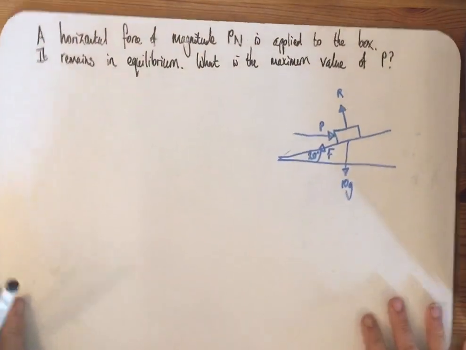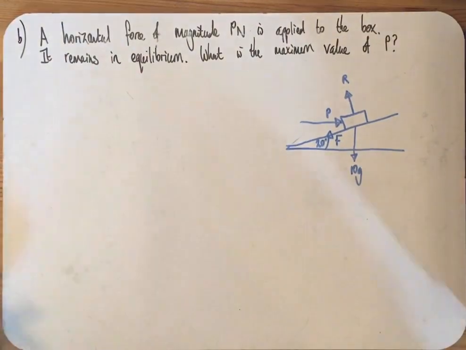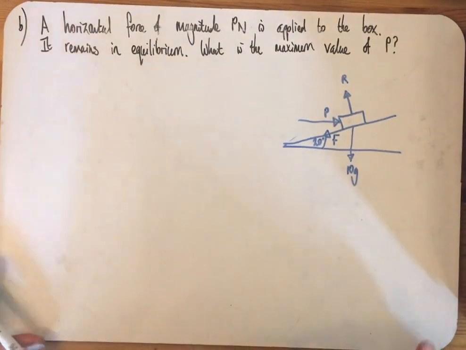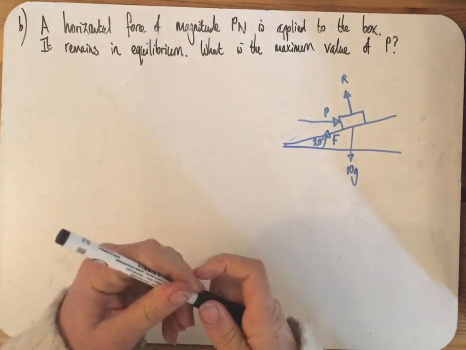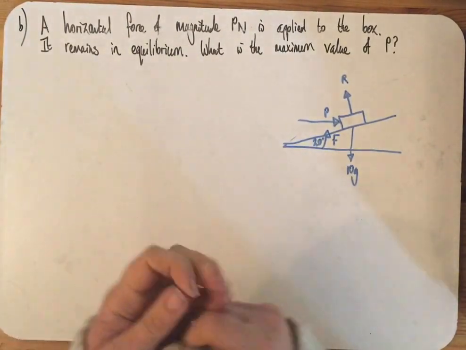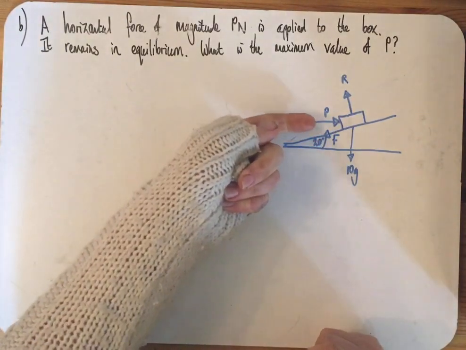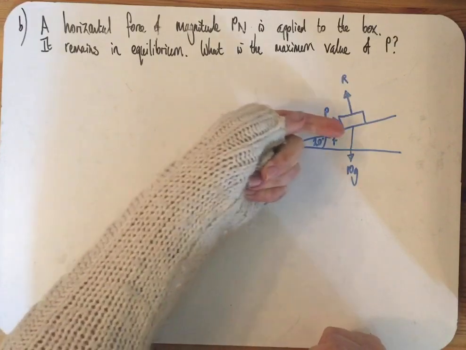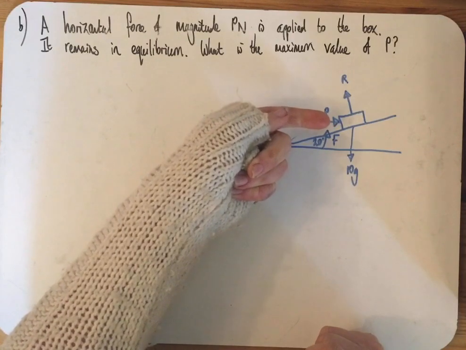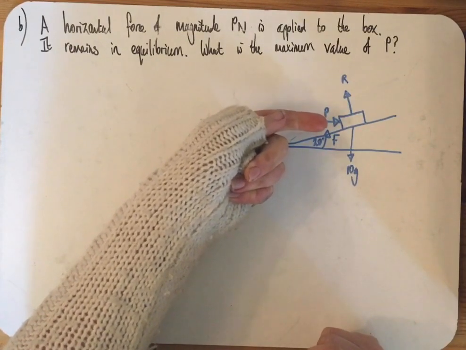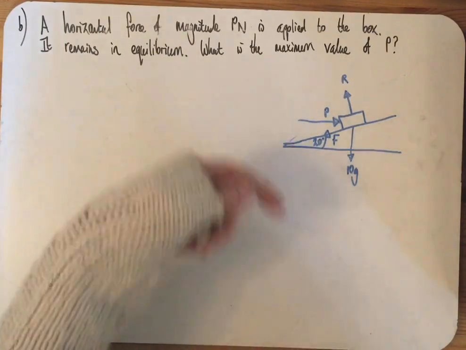And then section B of this example, a horizontal force of magnitude P is applied to the box. It remains in equilibrium. What is the maximum value of P? So if it's in limiting equilibrium, you could put a force value this way, and that's going to start affecting the friction and the normal reaction.